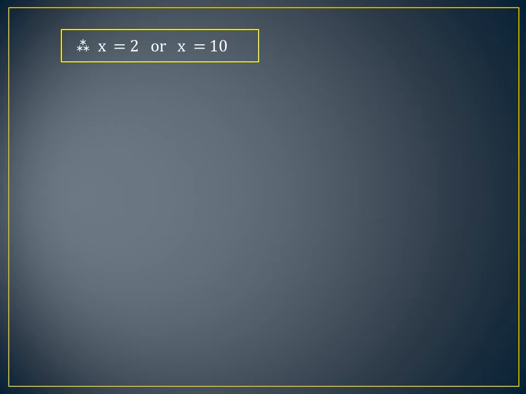So solving this equation by the method of factorization, we will have x is equal to 2 or x is equal to 10. So our required points will be (2, 0) or (10, 0). Now let's look at the next question.